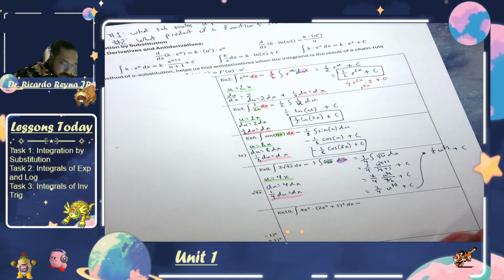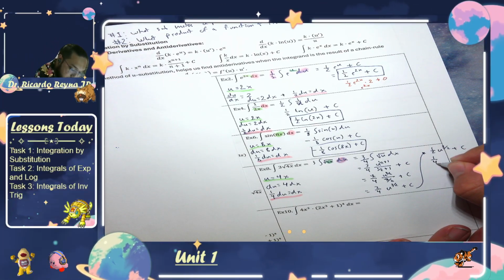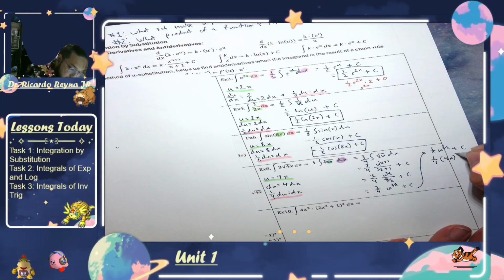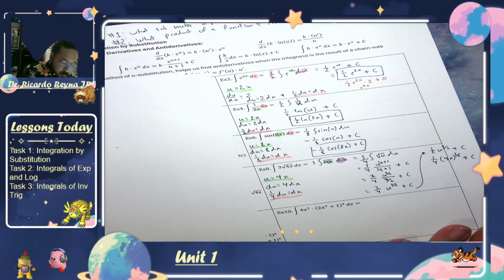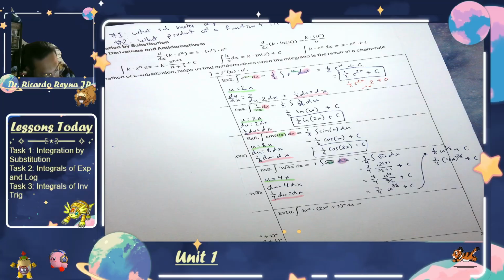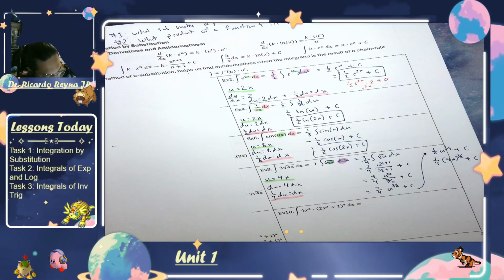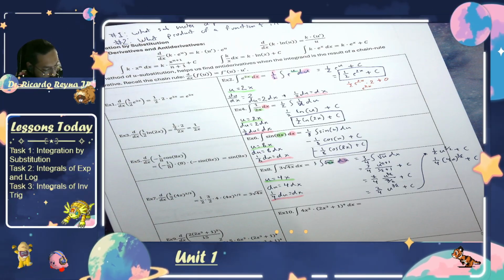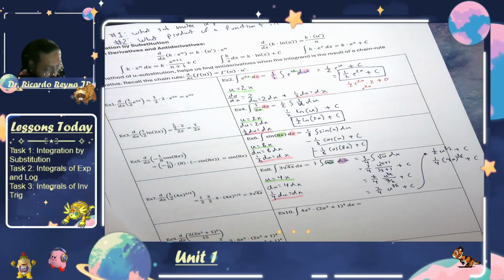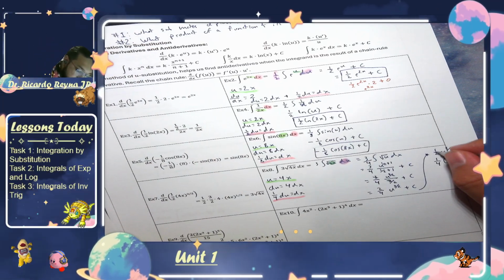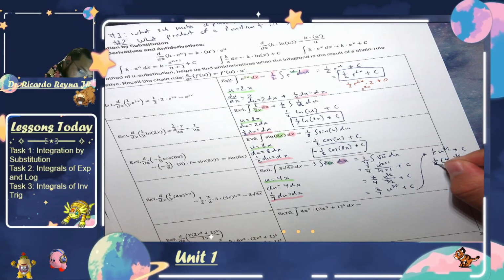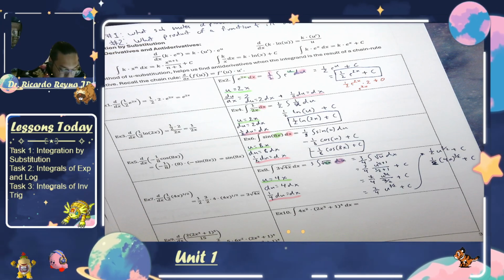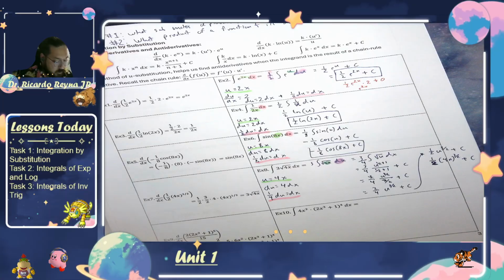And then I need to plug in back u. 4x to the 3 over 2 plus c. Okay, good. I realized it was 1 over 4 and it was 1 over 2. Okay, let's keep it moving.